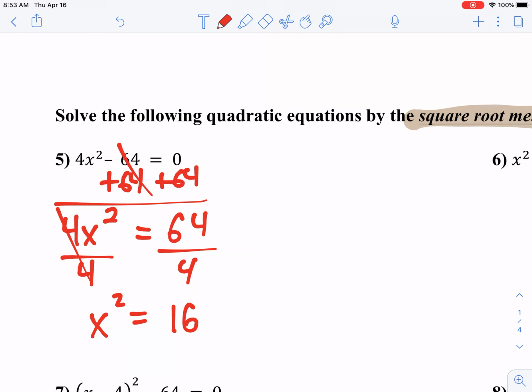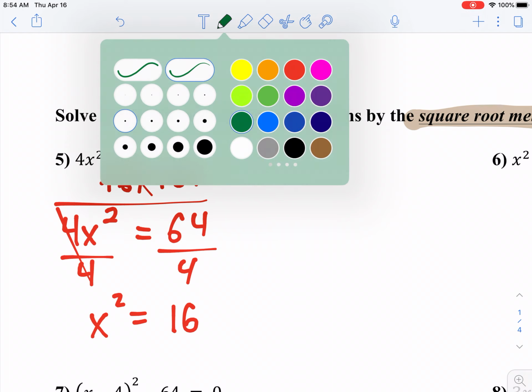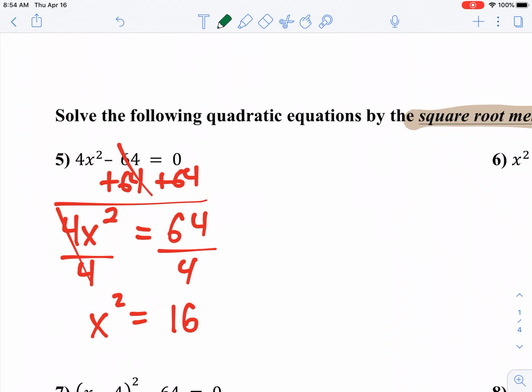Right? So the reason why this is called the square root method is because you're going to wind up doing a square root step at the end. So when you have x squared, you want to get just x, you square root both sides. The square root and the squared cancel out. So you're left with x equals, and the square root of 16 is 4.